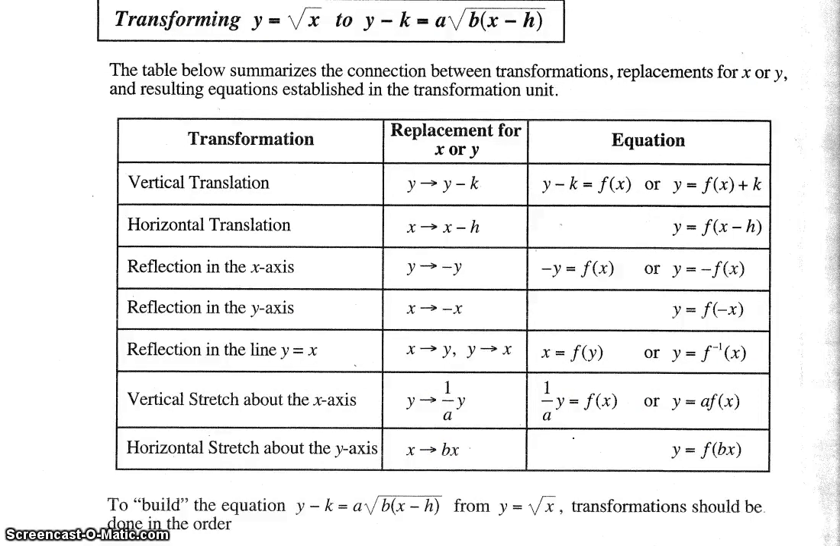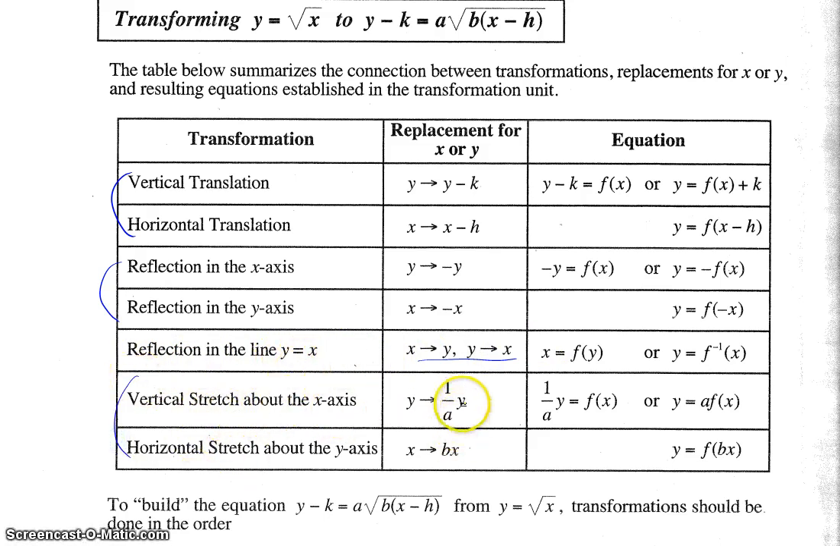So we're looking at transforming the radical function. All those transformations you learned in the transformation unit apply now to the radical function. So we have translations, which is moving it up and down, left and right, and that's to do with x and to do with y. Reflection in the x and the y axes. So if y goes negative, we reflect over the x axis. If x goes negative, we reflect over the y axis. And if you switch x and y, we get an inverse function, which is a reflection in the line y equals x. And then we have our stretches.